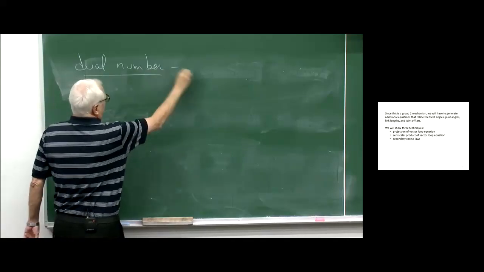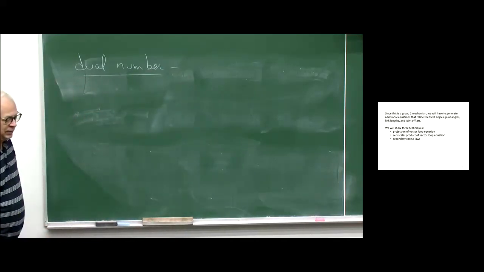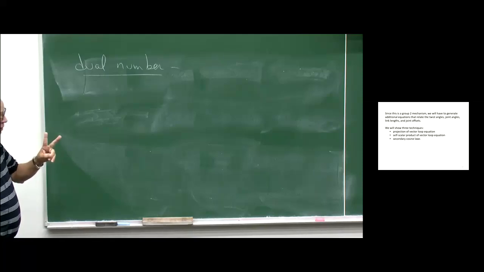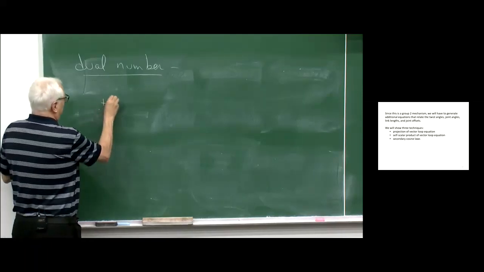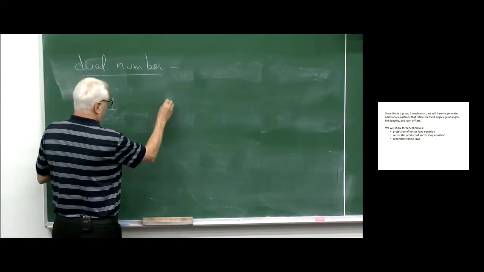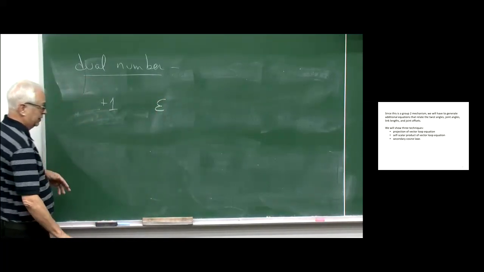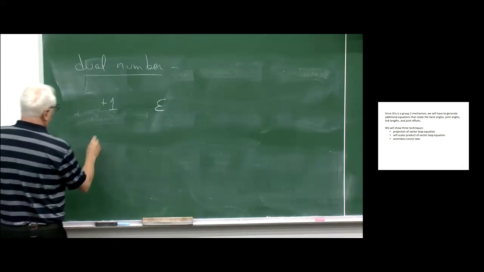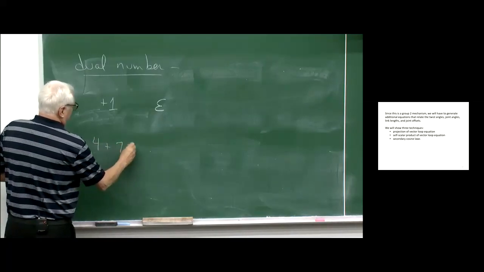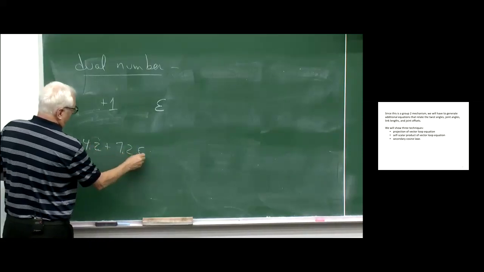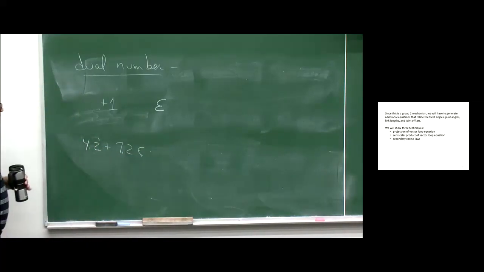Now the definition is correct, but it doesn't really tell us much. It says it's two real numbers, one of which is associated with the regular plus one, and the other is associated with this operator called epsilon. So here's an example of a dual number: 4.2 plus 7.2 epsilon. Let's even make it a float. So that's a dual number.